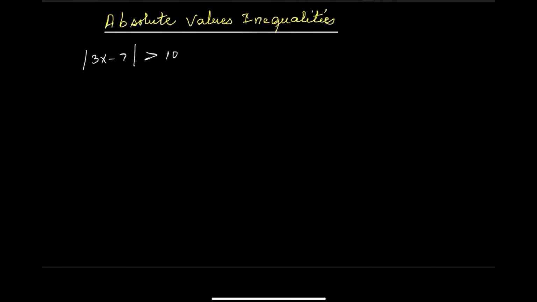The best method is to write two inequalities. The first inequality is exactly the same, just without the absolute value bars. The second inequality is different. Take the expression inside the absolute value, flip the direction of the inequality, and change the sign of the number on the other side. So instead of positive 10, we use negative 10.